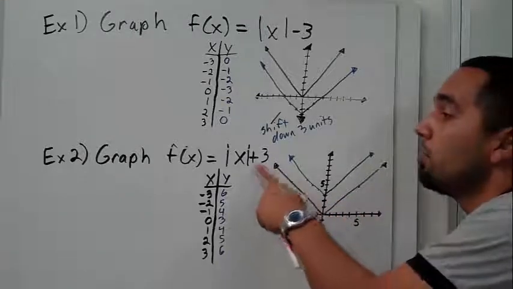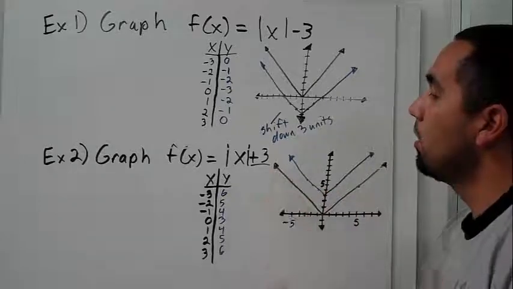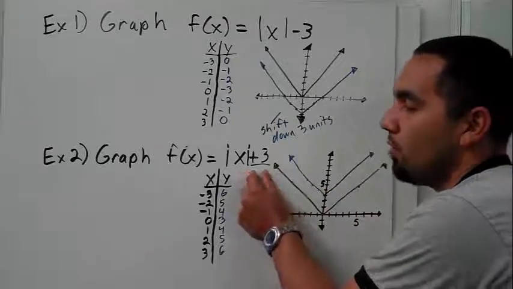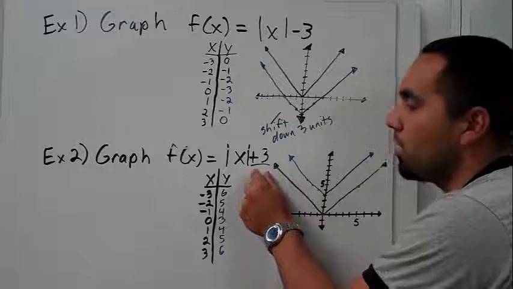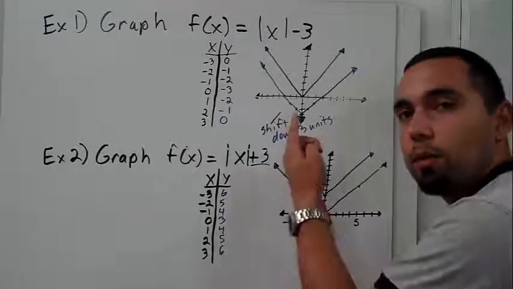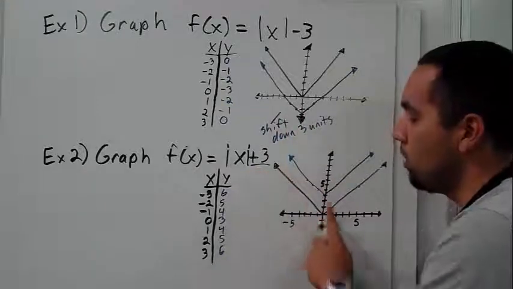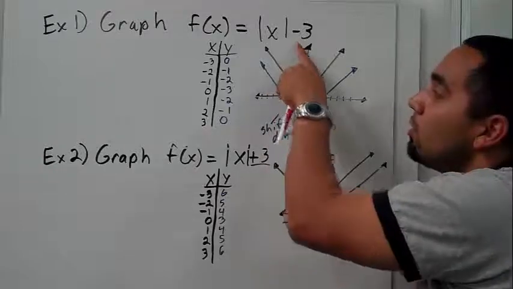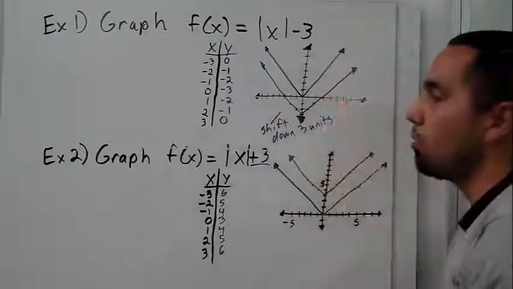So again, whenever there's a number outside of the absolute value that's being added or subtracted, that simply moves the graph either up or down. Since it's positive 3, we moved up 3. Since this one was minus 3, we moved down 3. Okay?